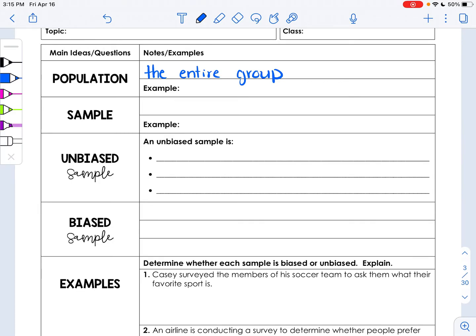And that could be an entire group of people. It could be an entire group of an object or a subject. So an example could be the students at PCA. That's our entire population. We're not looking at a specific grade level or a specific campus. We're looking at the entire group of students at PCA.